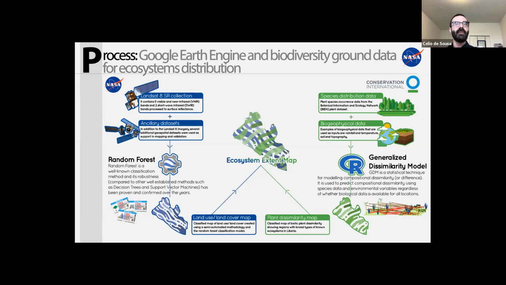And now we have 2 maps, a land cover map and a broad ecosystem class map. And finally, we merge those 2 together to achieve the final ecosystem extent map. Next slide, please.